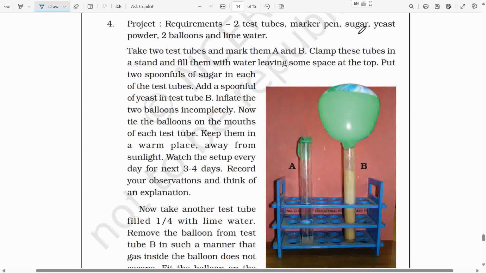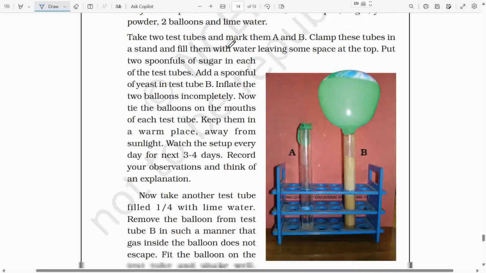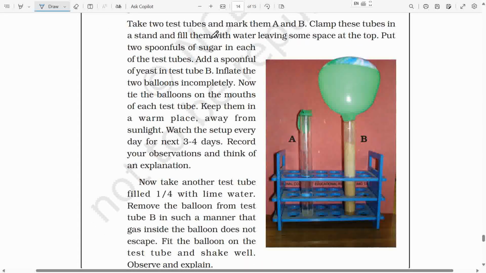4. Project. Requirements: 2 test tubes, marker pen, sugar, yeast powder, 2 balloons and lime water. Take 2 test tubes and mark them A and B. Clamp these tubes in a stand and fill them with water, leaving some space at the top. Put 2 spoonfuls of sugar in each of the test tubes. Add a spoonful of yeast in test tube B. Inflate the 2 balloons incompletely. Now, tie the balloons on the mouths of each test tube.